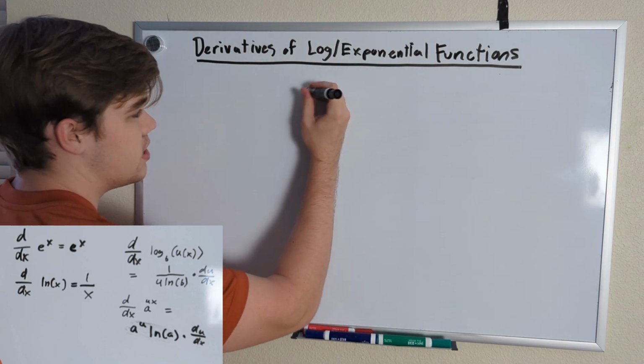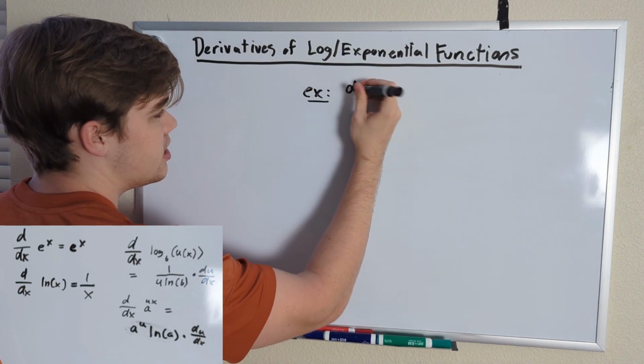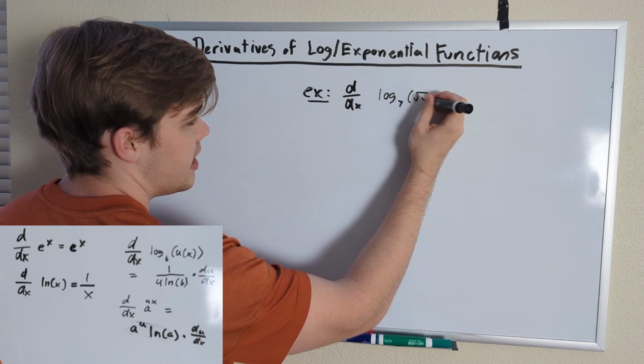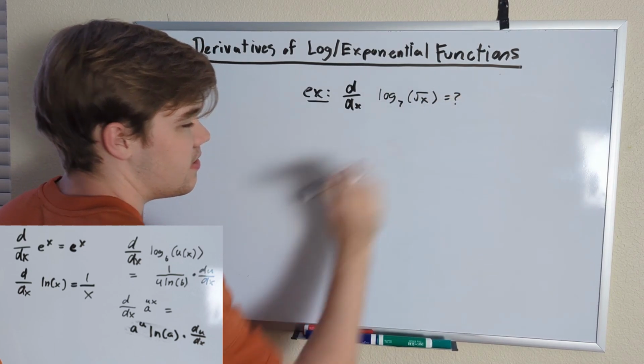In our last example for this video, we need to find the derivative of log base 7 of the square root of x. What is this derivative equal to?